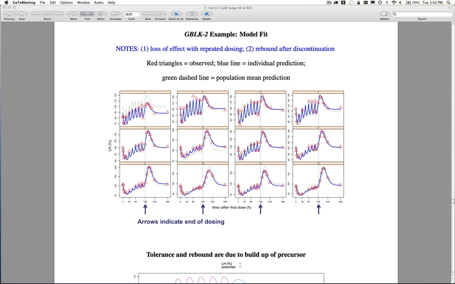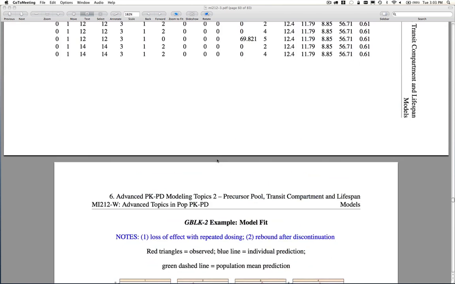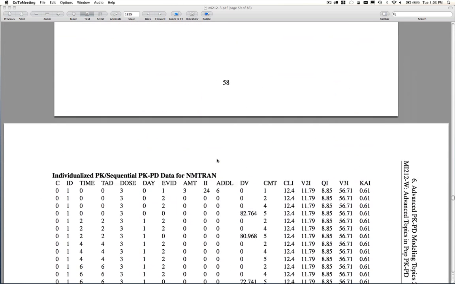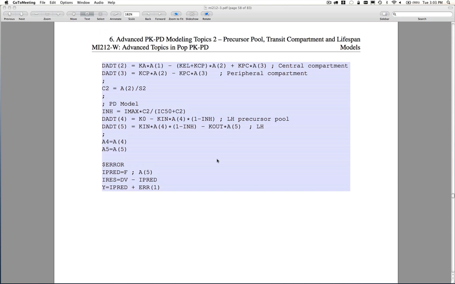Yeah, so I guess this is an important point, actually. It's a good question. Because we don't have data from the precursor compartment, is it possible to estimate K0, Kn, and Kout? Not necessarily. What you're able to do is estimate a sort of relative amount of the precursor.